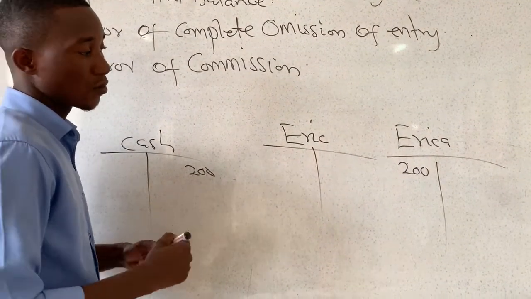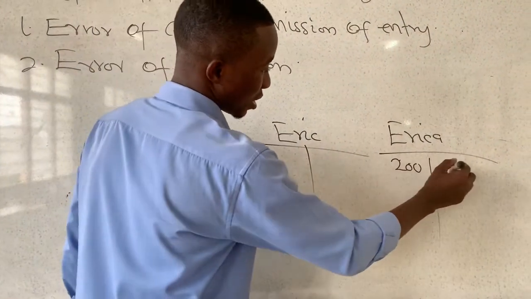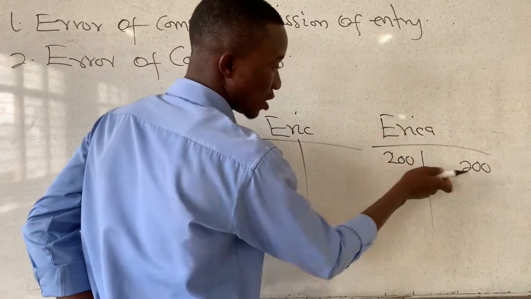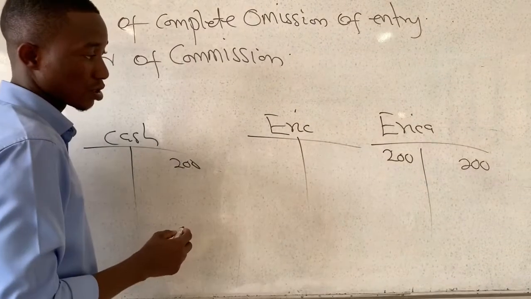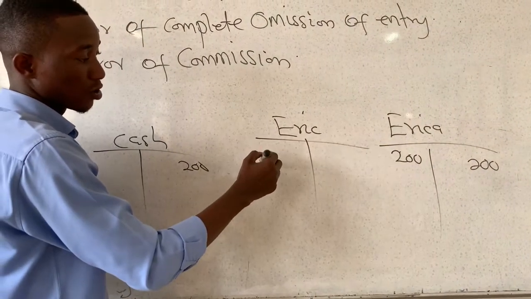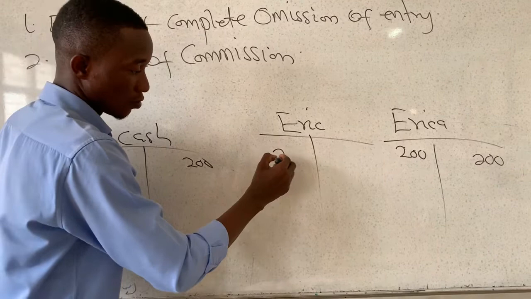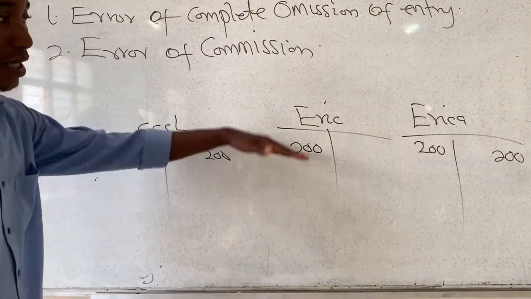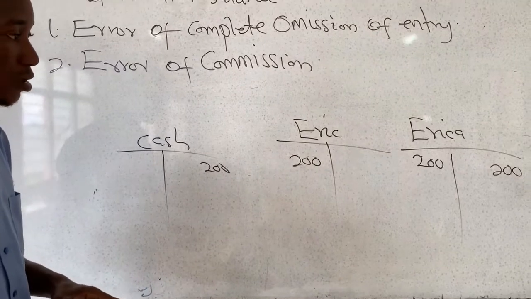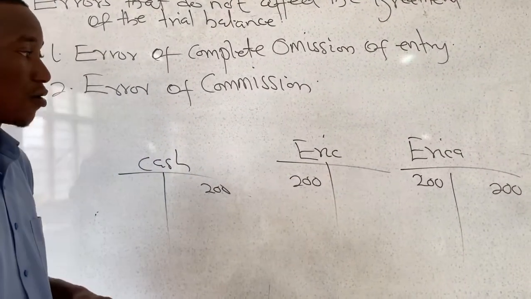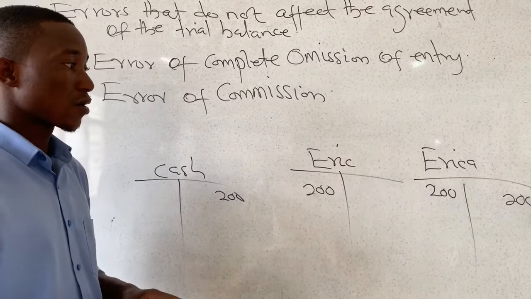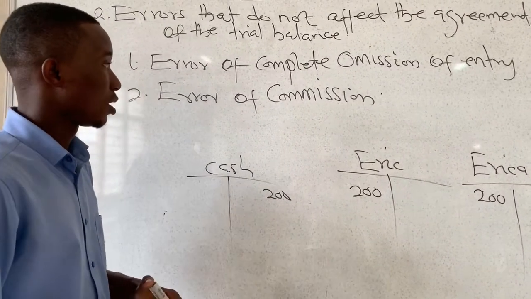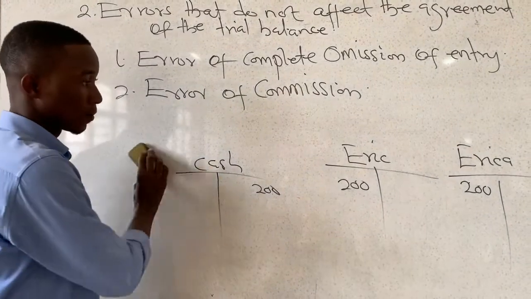So in order to correct this error, you remove the $200 from Erica's account and make the debit entry in Eric's account. So to do this, you credit Erica's account by $200. In effect, you take this $200 out. Then you come back to actually debit Eric's account by $200. So you present this in your journal by debiting Eric's account and crediting Erica's account. So basically, this is how we correct an error of commission.